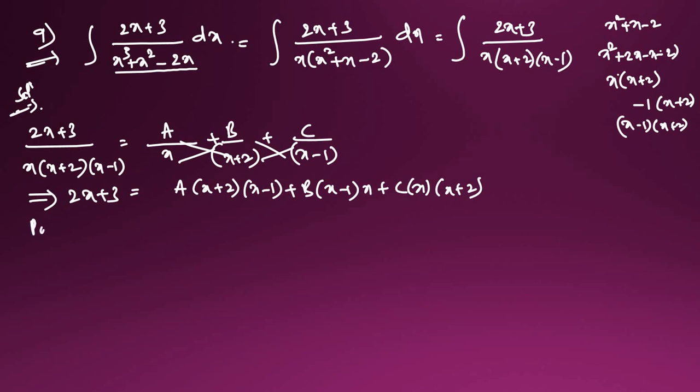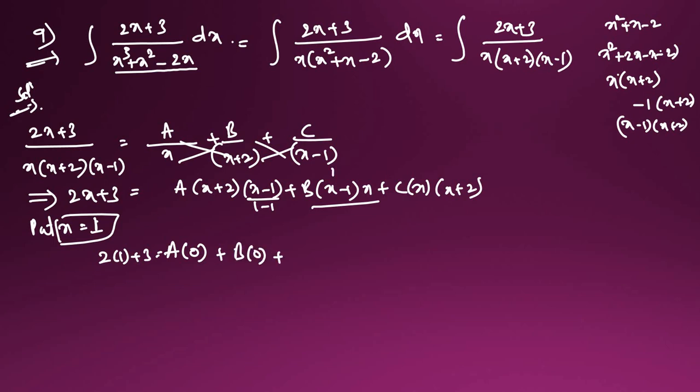Here we put x is equal to 1 in this equation. It will become 2 into 1 plus 3 is equal to a into 0, plus b into 0, plus c into 1 into 3, so 3c will come here. Where 2 plus 3 is equal to 5, so 5 is equal to 3c, and c is equal to 5 by 3.